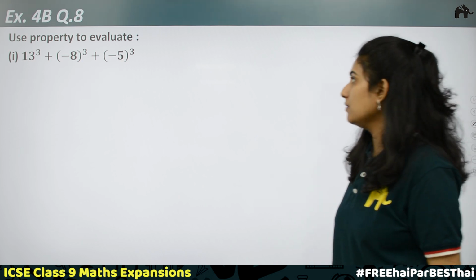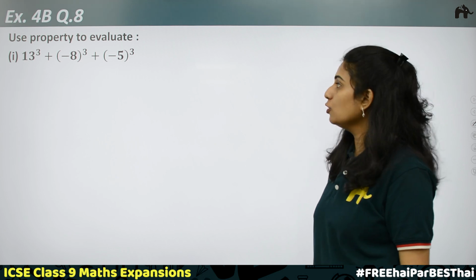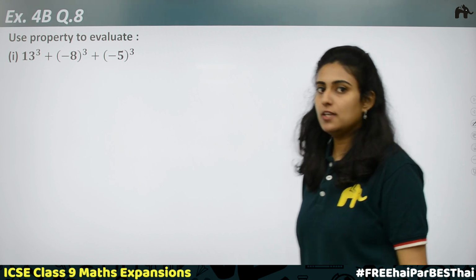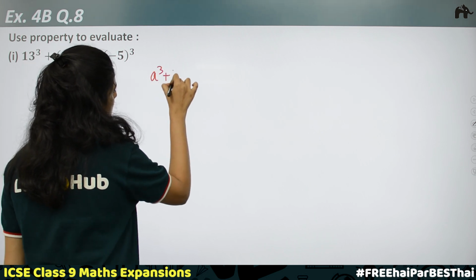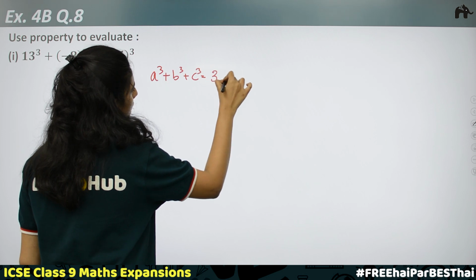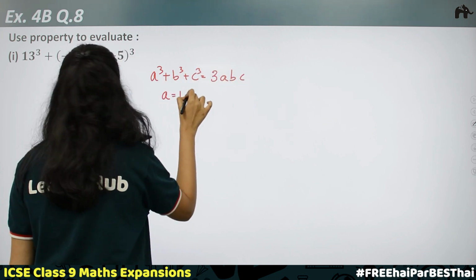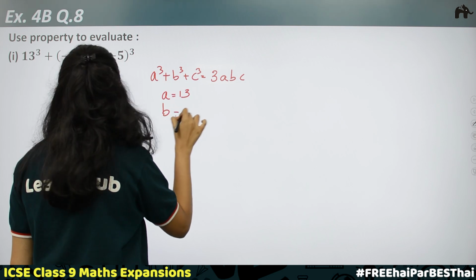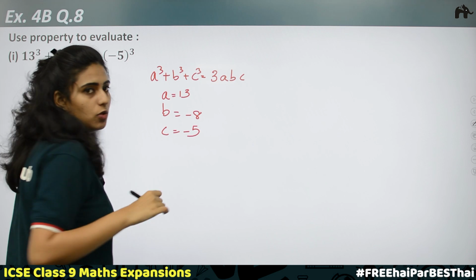Question 8 of exercise 4b. Use property to evaluate. First one, 13³ + (−8)³ + (−5)³. So, what is the property? We have a³ + b³ + c³ is equal to 3abc. So, here in place of a, we have 13. In place of b, we have minus 8. And in place of c, we have minus 5. So, what do we get?